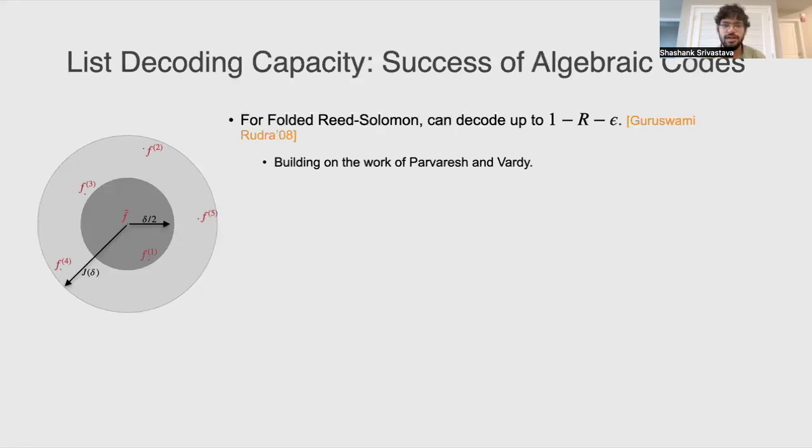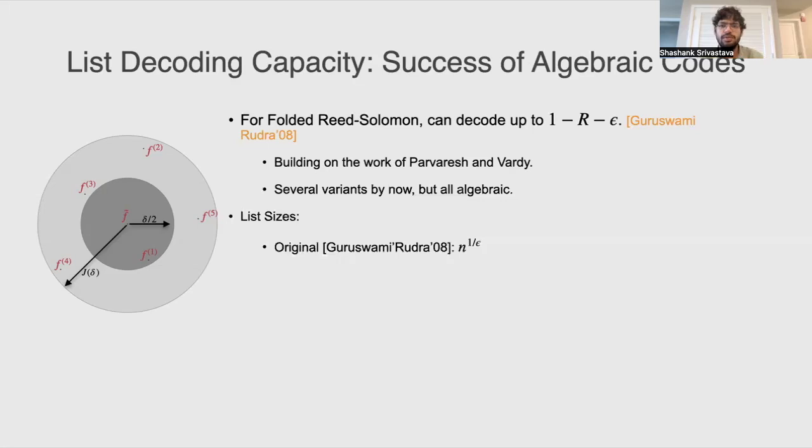This was building on the work of Parvaresh and Vardy, who also had similar codes that could beat the Johnson bound. By now, we have several variants of these codes that also achieve list decoding capacity, but all of these variants are algebraic in nature, and the proofs that these can be decoded up to the optimal threshold tend to be fairly algebraic. In terms of list sizes, the original Guruswami-Rudra proof showed that the list size is polynomial, but it was of the form n to the 1 over epsilon.